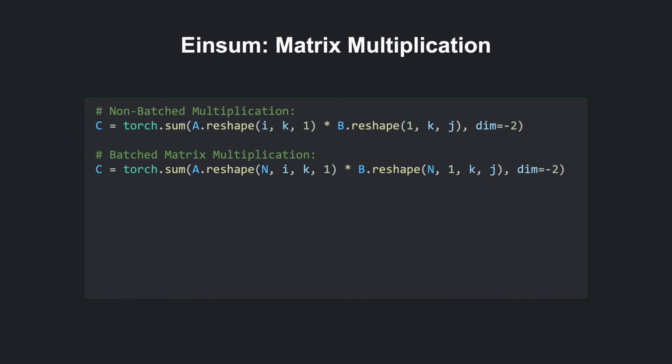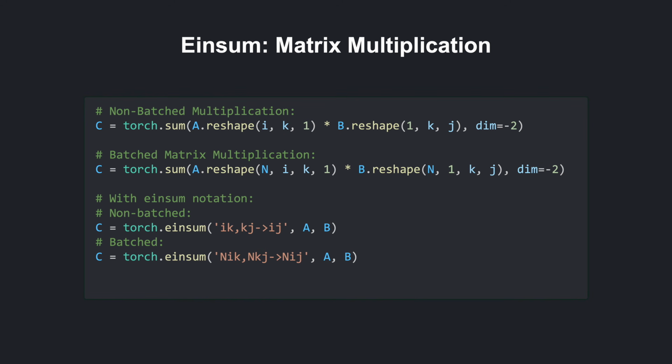PyTorch has a method to cover all these cases in a really concise manner by using the Einstein notation with torch.einsum. The method takes an equation string and the tensors that are used in the operation. For our case of matrix multiplication, the operation would be torch.einsum with the equation string ik, kj go to ij, and the operands a and b. The batch matrix multiplication would be computed as torch.einsum with nik, nkj go to nij, and the operands a and b again.